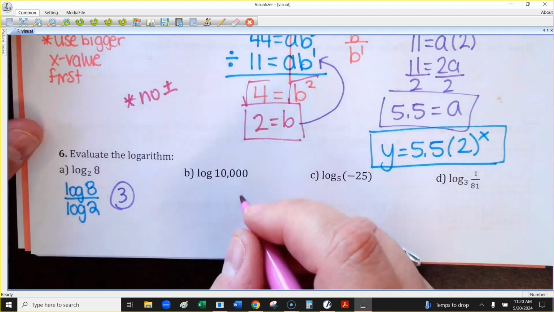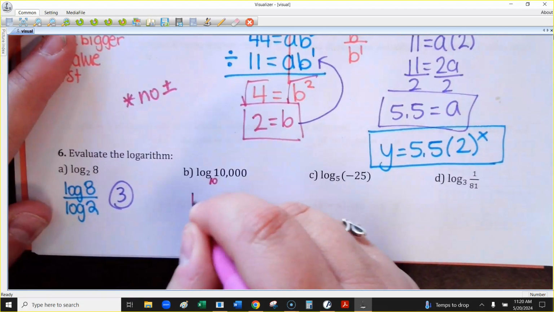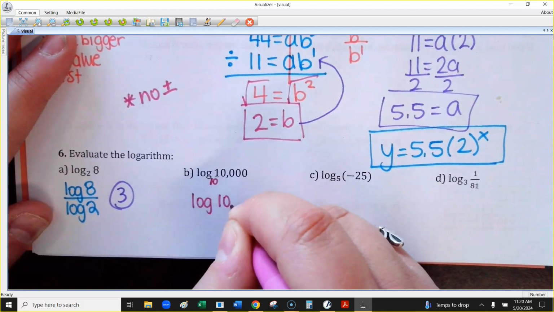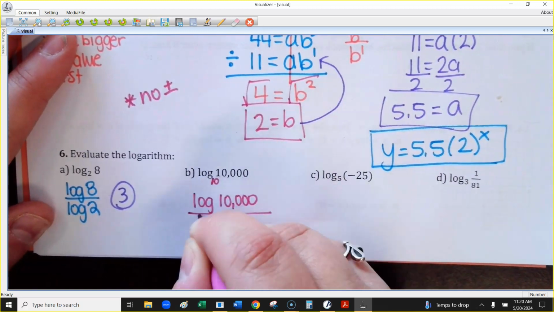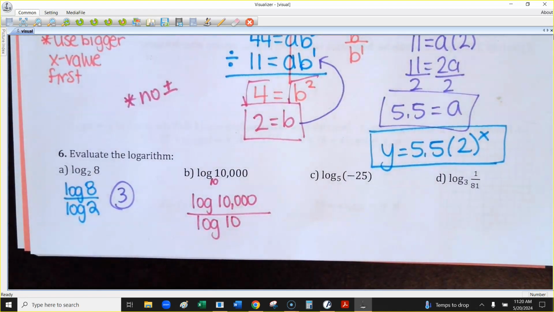Don't forget, if you don't have a subscript, the subscript is 10. All right, so this is the log of 10,000 divided by the log of 10. It's just the log of whatever you're taking the log of, divided by the log of the subscript.